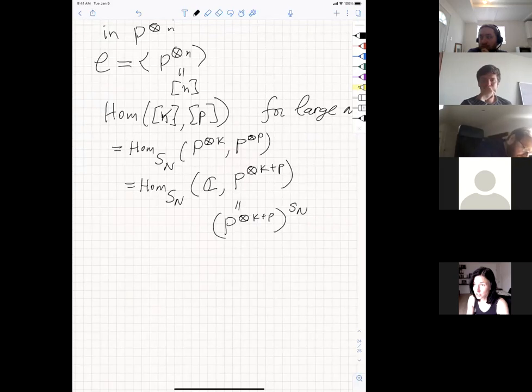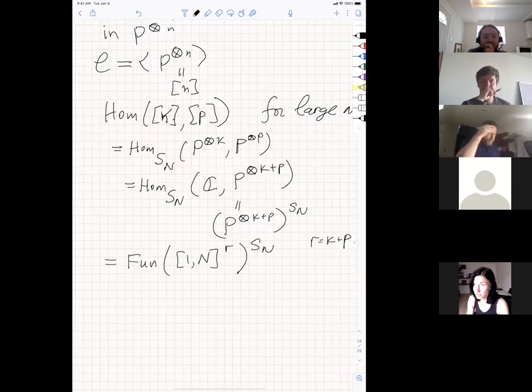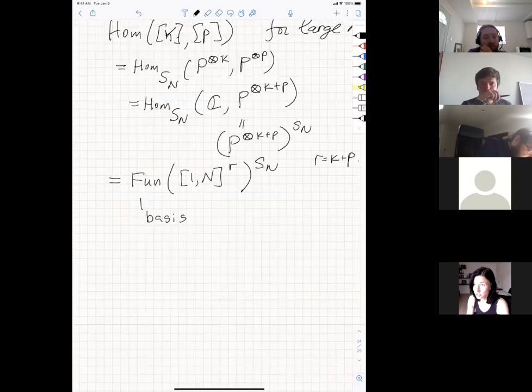And so this is really, what is it? It is functions on {1..n} to the power r, Sn-invariant, where r is this k plus p. And so we have a basis corresponding to Sn orbits.